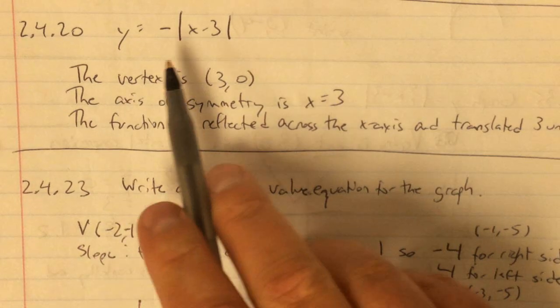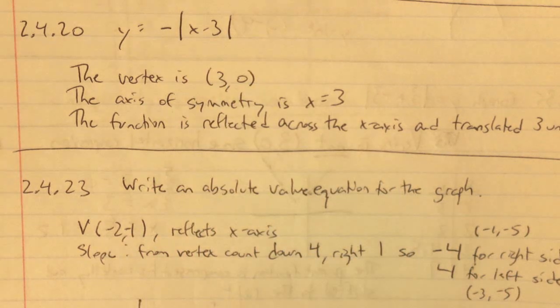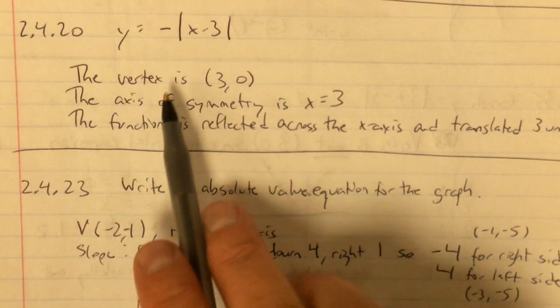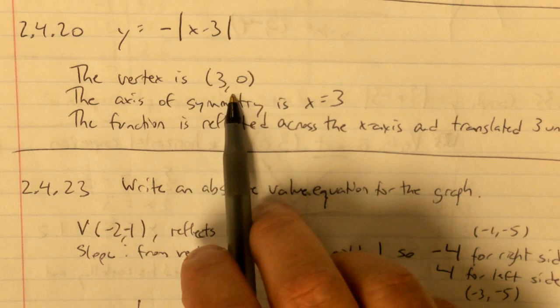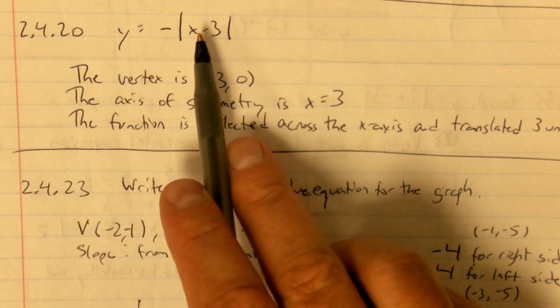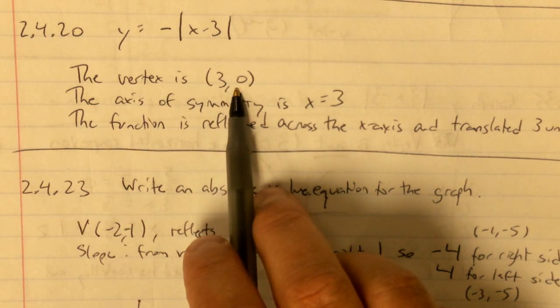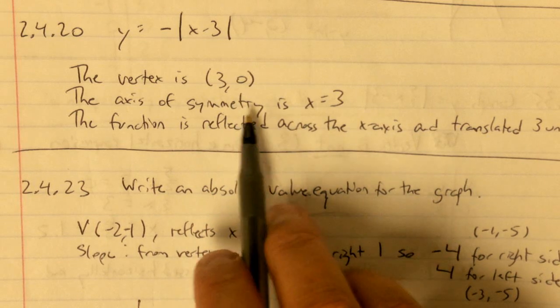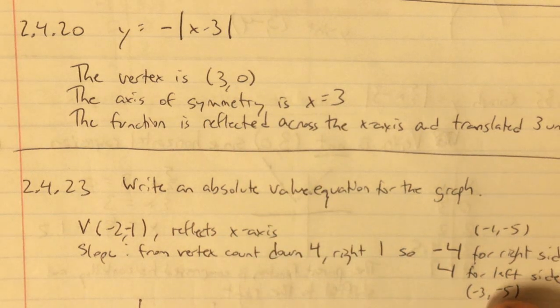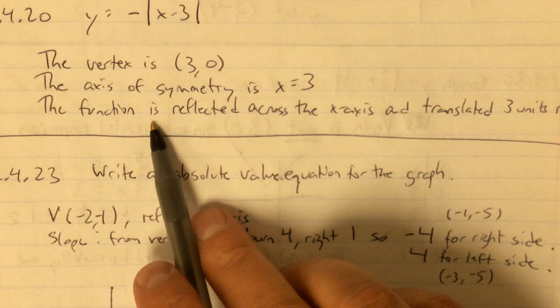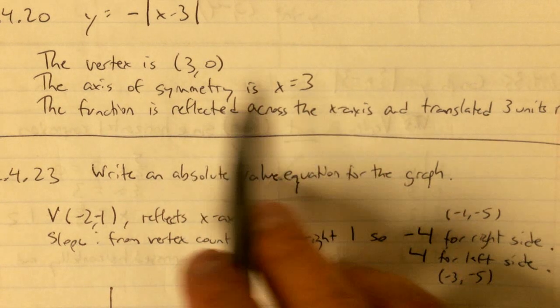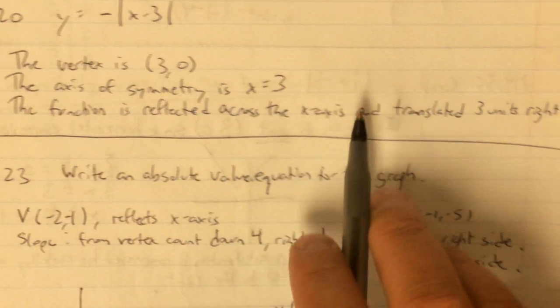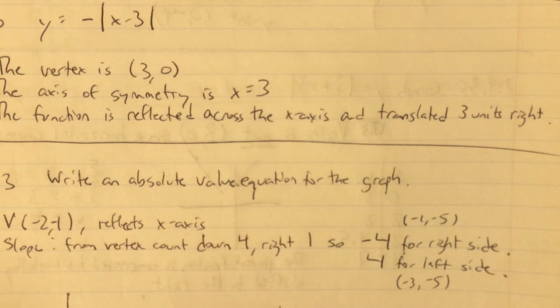All right, the next one we have negative absolute value x minus 3. So your vertex would be 3, 0, because this time we're going to the right. And your axis of symmetry is x equal 3. And your function is reflected across the x-axis because it's outside, and then it's translated 3 units to the right.